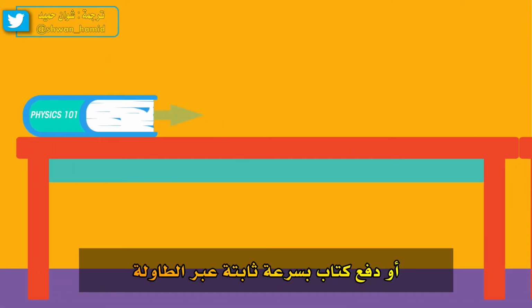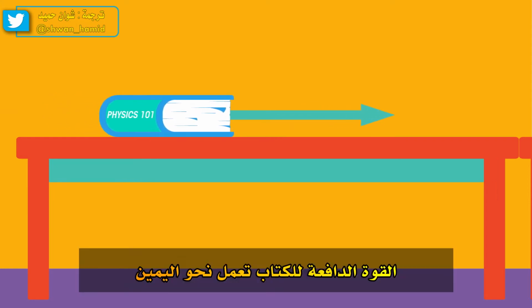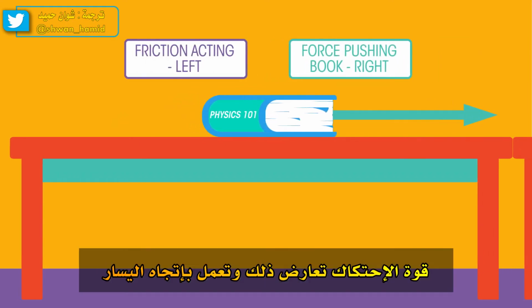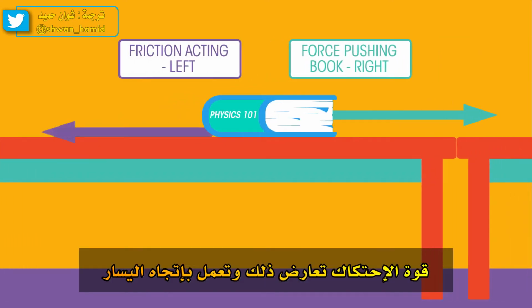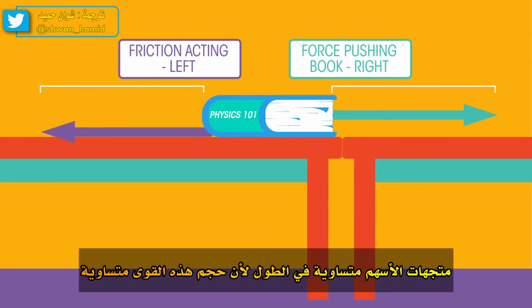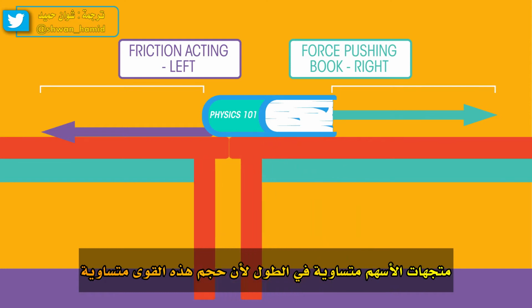Or consider pushing a book at constant speed across a table. The force pushing the book acts towards the right. The force of friction opposes this and acts towards the left. The arrow vectors are equal in length because the magnitudes of these forces are equal.